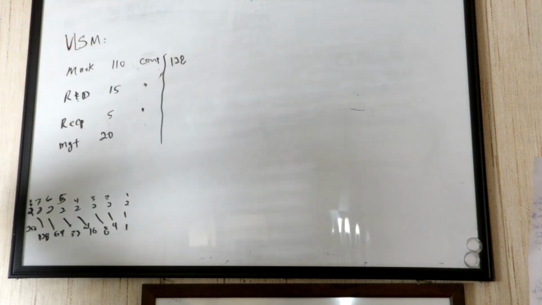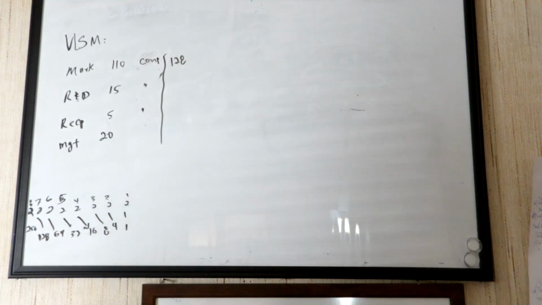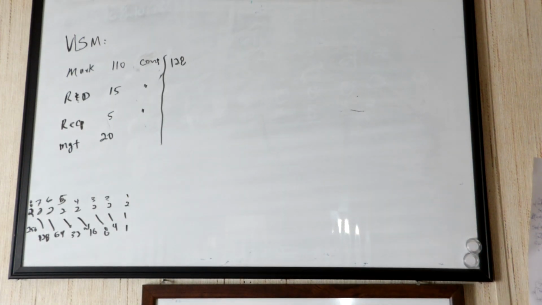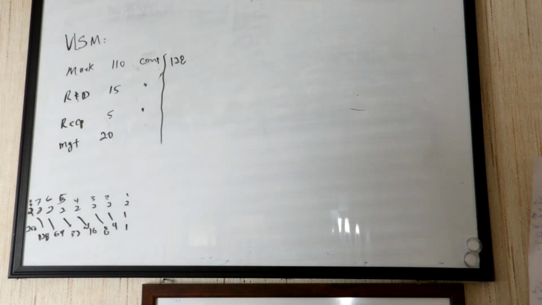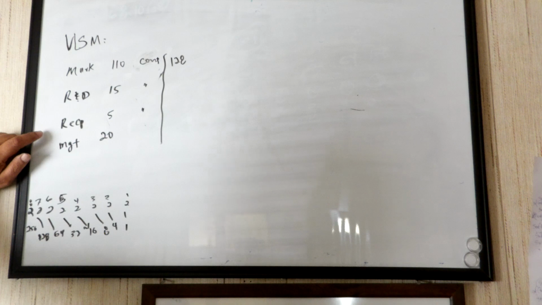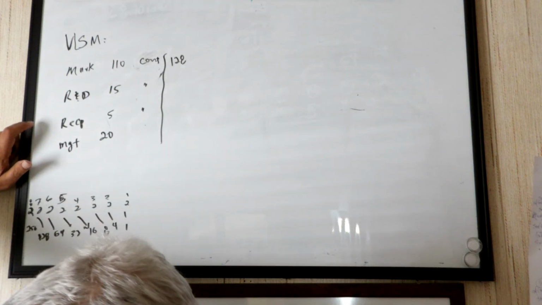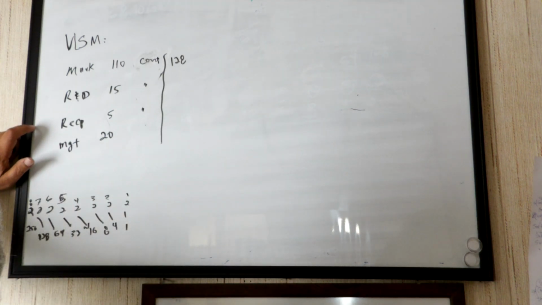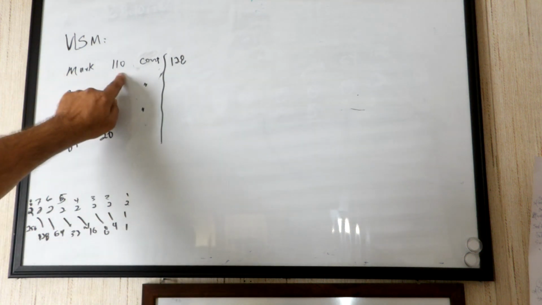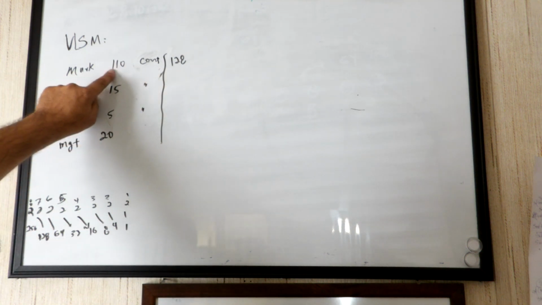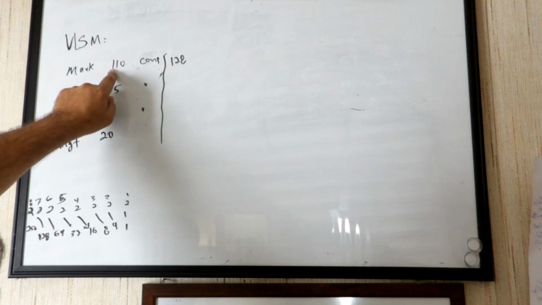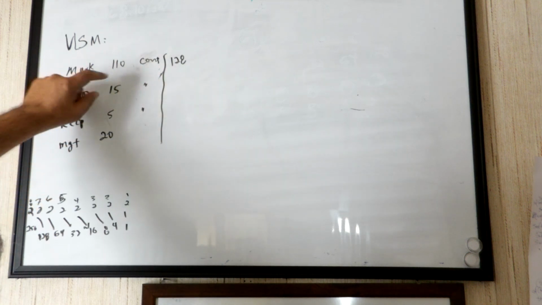So if marketing had like 200, 500, 1,000, you would have to go to other classes. We talked about class A, B, and C. But right now we are talking about class C. Okay, so if you have 110, we cannot use less than 128.